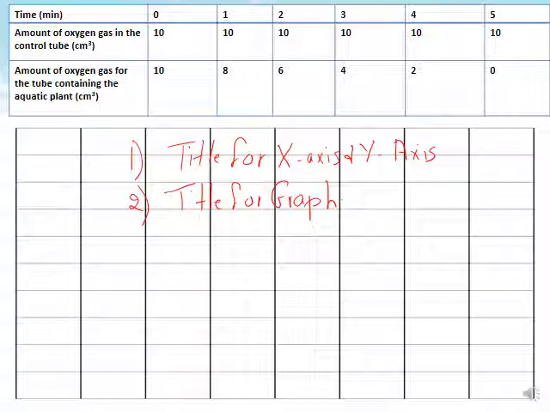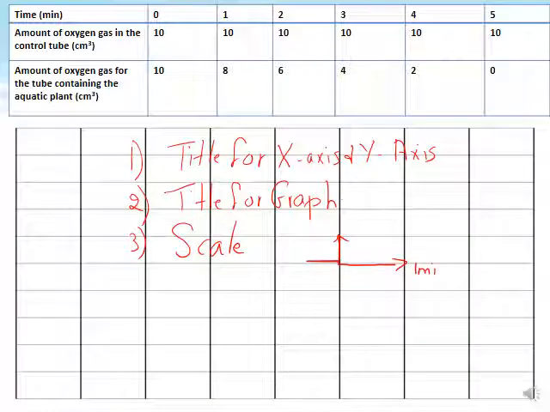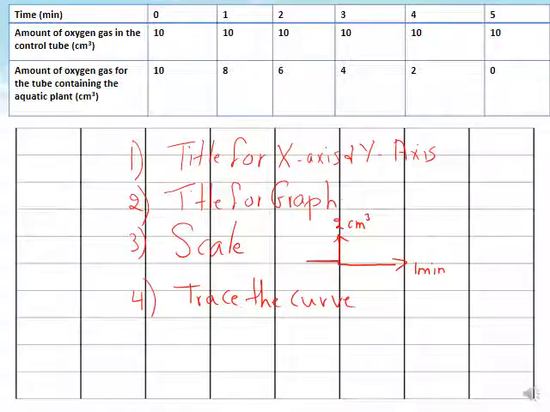Number 3, you have to give it a scale. Always the scale, it can be like this. You can use this method. For example, every 1 centimeter on the x-axis, in this case, represents 1 minute. And every 1 centimeter on the y-axis represents, let's say, 2 centimeter cube. This is the scale. Number 4, you have to trace the curve. Okay, so these are the main tips for drawing the graph.